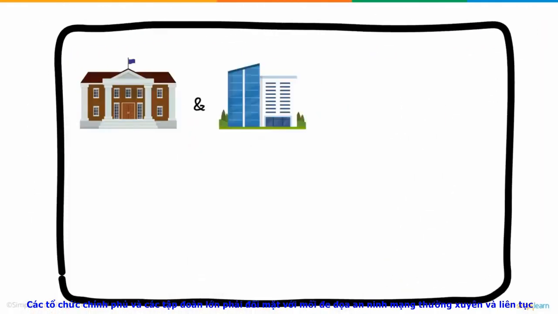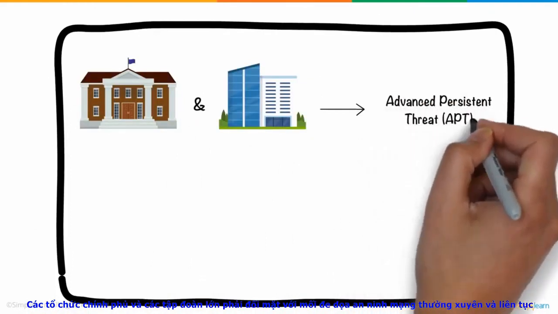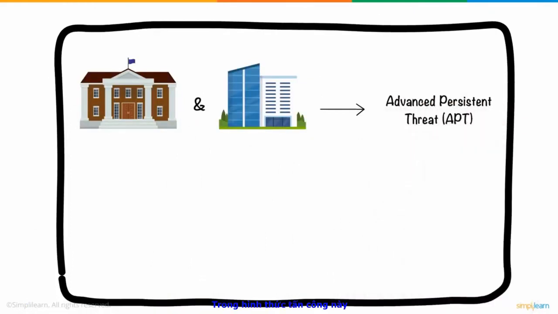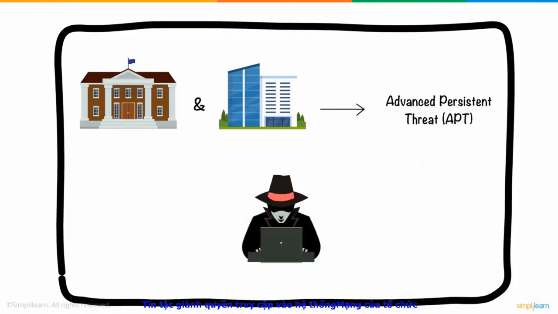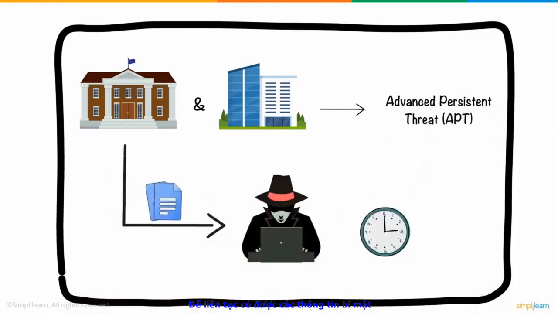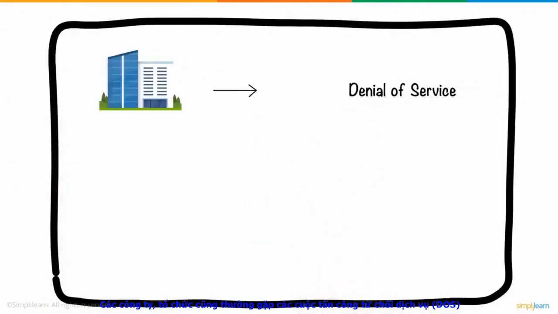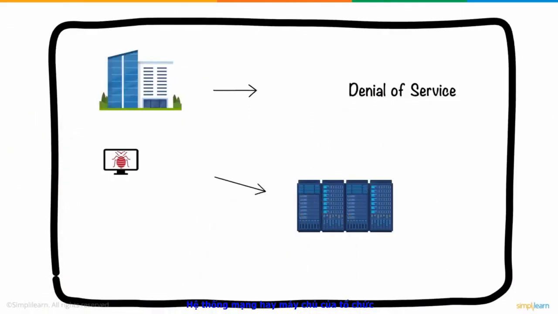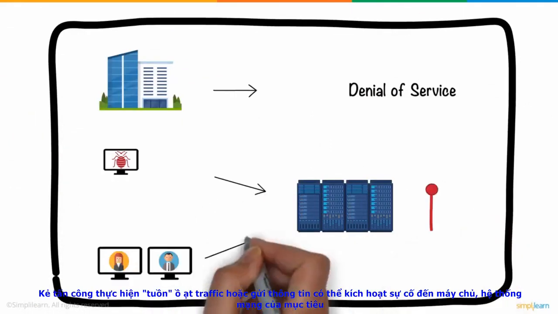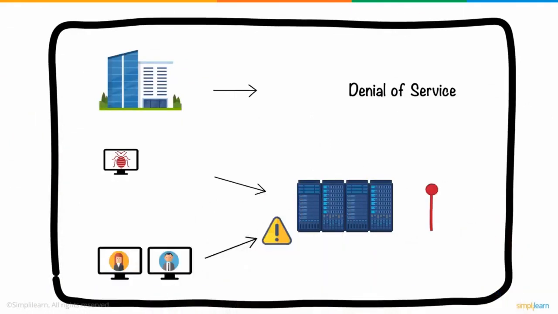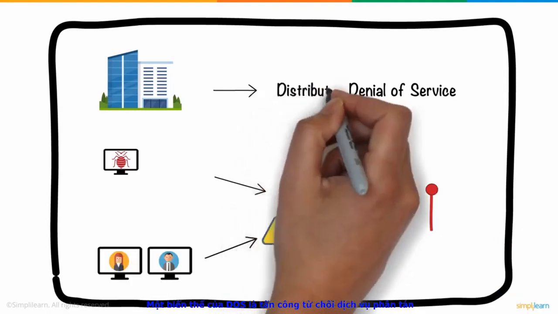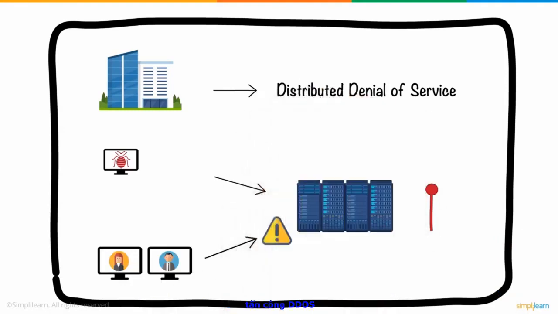Various public sector organizations and large corporations face the Advanced Persistent Threat, APT. In this form of attack, hackers gain access to networks for a prolonged period in order to continuously gain confidential information. Companies also witness the denial of service attack, where networks are flooded with traffic, which in turn leaves legitimate service requests unattended. A variant of this is the distributed denial of service, DDoS attack, when multiple systems are used to launch the attack.